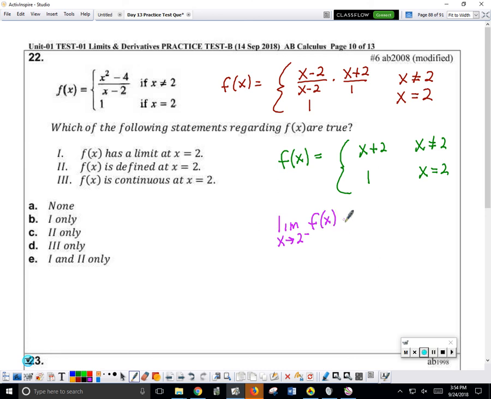Someone tell me how I think through what to write here. Go. Well, if it doesn't equal 2, then you would use the top one because it's a little bit less than 2. So then you do 2 plus 2, which is 4. Very good. So this limit is 4. And how about the right-hand limit, Liz? Well, you'd do the same one because unless it's exactly 2, you have to use the other one. Perfect.